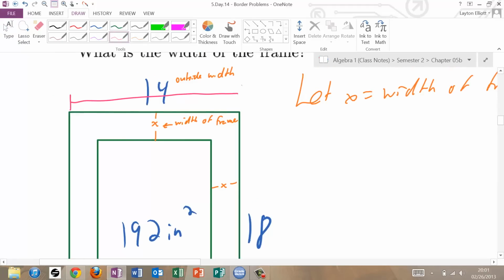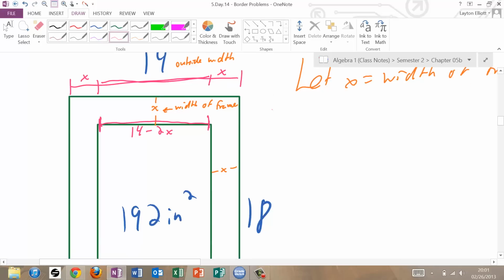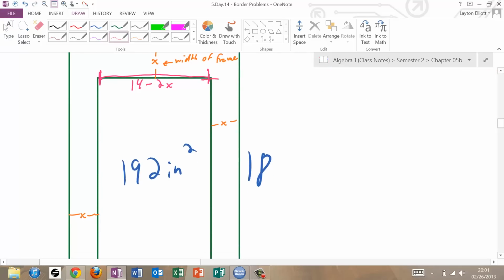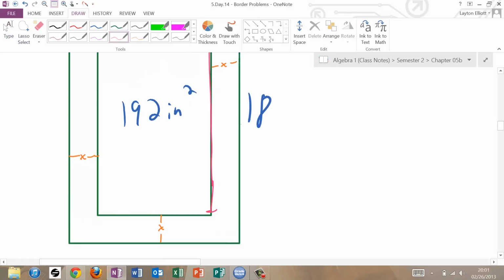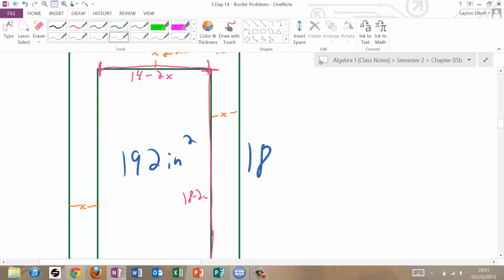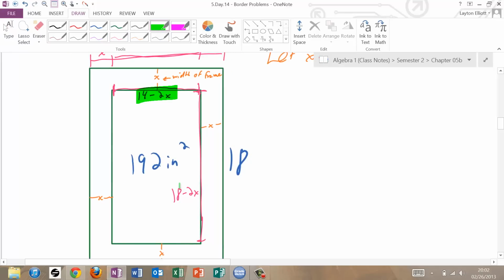If this whole thing is 14, and this is x, and this is x, what is this middle piece here, which is the same as this piece right here? Well, that'd be the total minus the 2 parts. That is 14 minus 2x. Once you get the 14 minus 2x, the other one's easy. The outside was 18 for that one, so this is 18 minus 2x. A very common mistake is to say it's 18 minus x, but there's 2 sides to the border. Border goes on all 4 sides. So we got 18 minus 2x. So this is our equation right here. This times this is going to be equal to that.